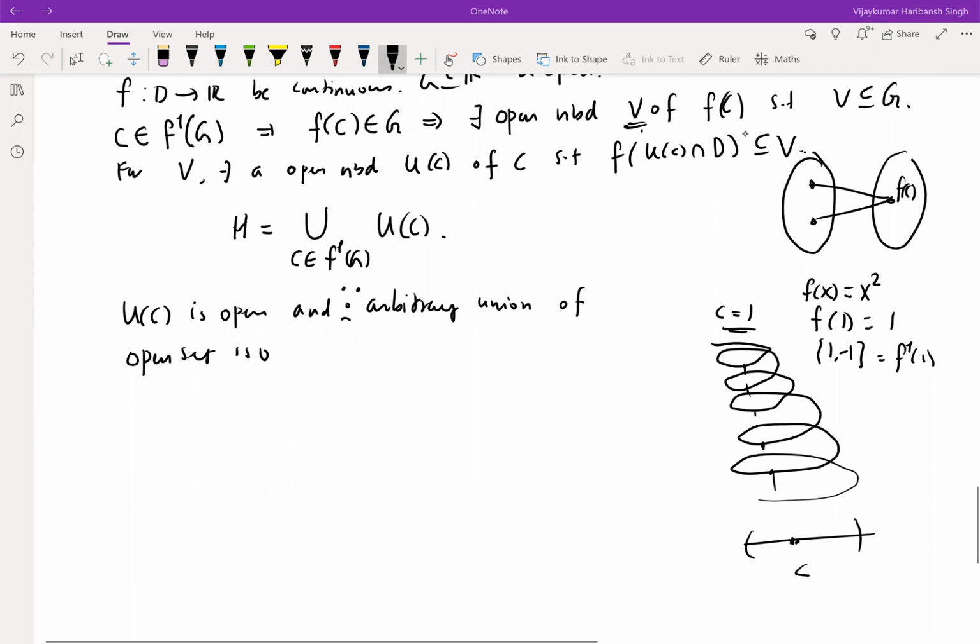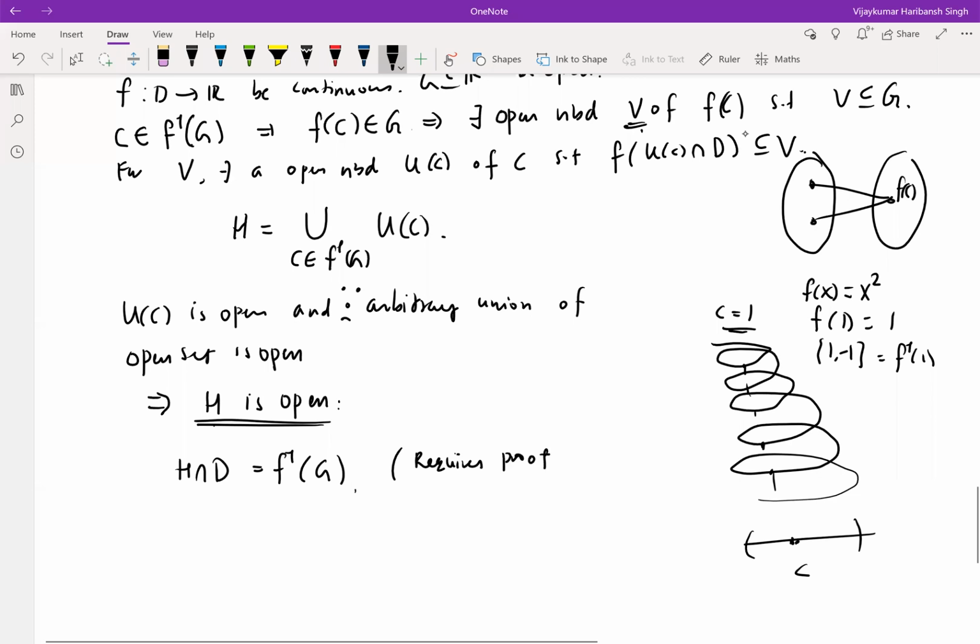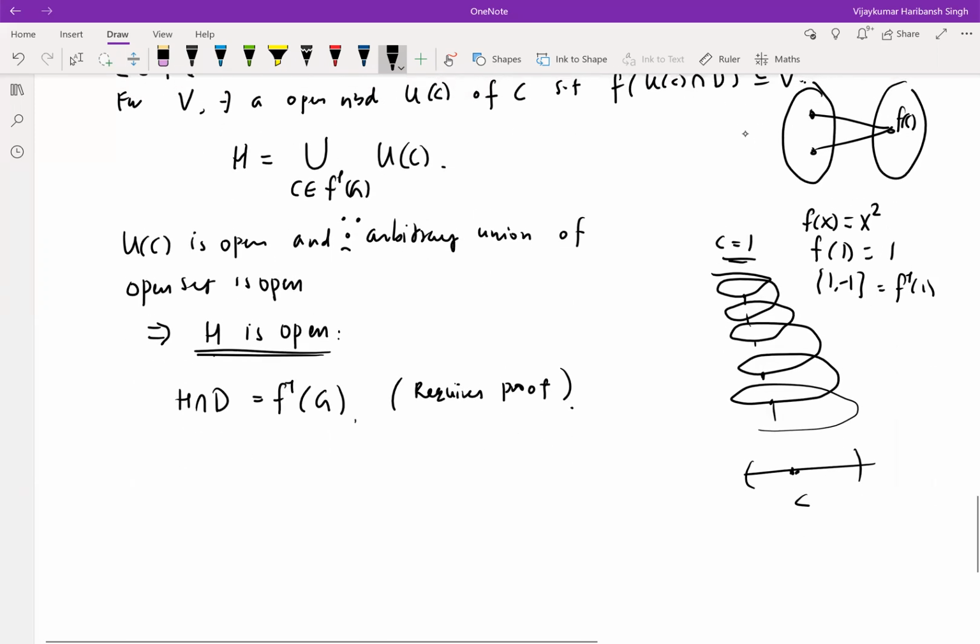So if an arbitrary union of open sets is open, this would imply what? H is open. All right. Now H is open, and what is H intersection D? Now H intersection D is f inverse of G. Yeah, that will require some proof, but it's not difficult. Okay. So this is a setup.